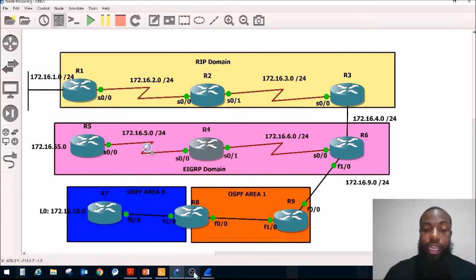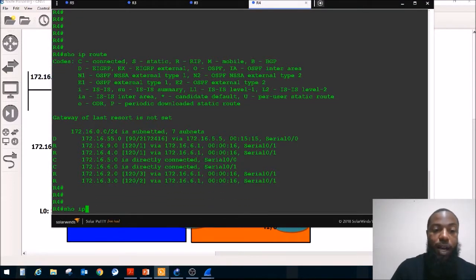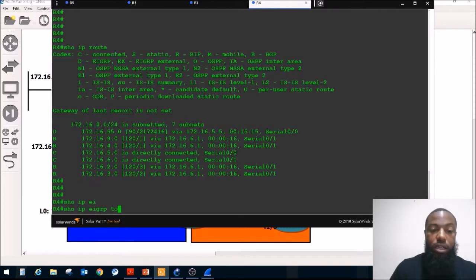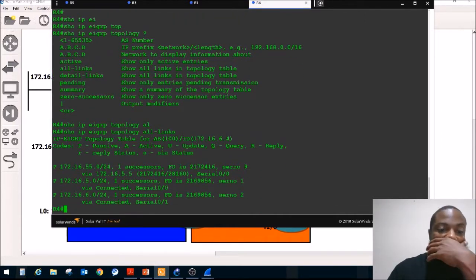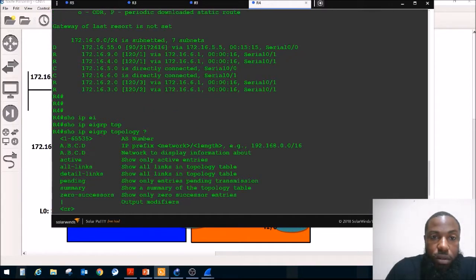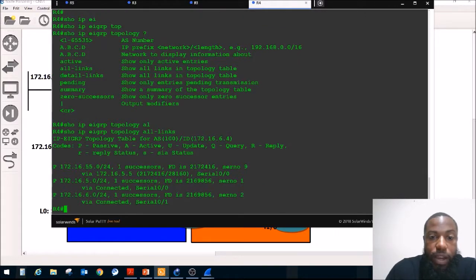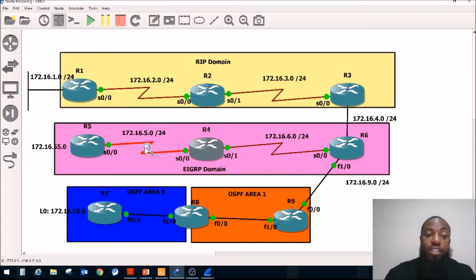First of all, let's take a look at router 4's topology. Show IP EIGRP topology. Let's do all links. There's the 55.0 network. And there's the metric again, FD, feasible successor, right? Yeah, that was the metric, right? Now, basically, he's just going to remove it, but we need to capture that because EIGRP is so fast. We need to put our magnifying glass right here and see what happens.